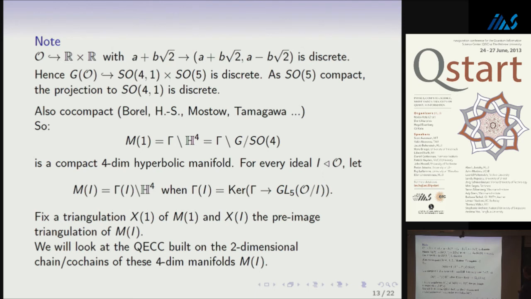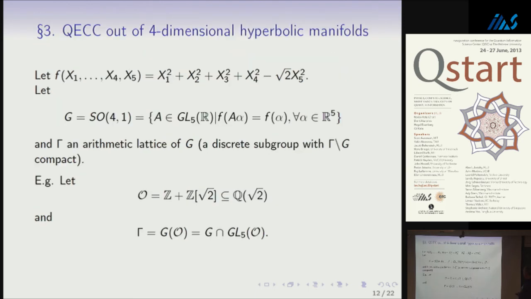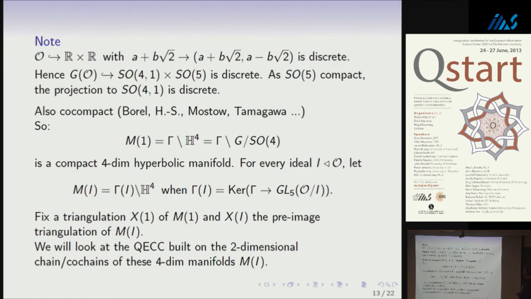Now, I defined before gamma using this ring of integers O. If you take an ideal I in this ring of integers O, you can define a congruence subgroup gamma_I, which is the kernel from gamma to GL5(O mod I). This is a finite ring, so this is a finite group. So this is a finite index subgroup. So H4 modulo gamma_I is a 4-dimensional hyperbolic manifold, constant curvature -1.